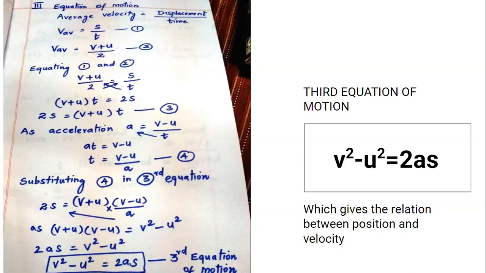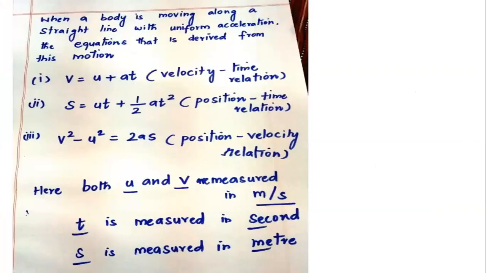Okay, right? So I'm just giving you the summation of all these three. When a body is moving along a straight line with uniform acceleration, the equations derived from this motion are: v is equal to u plus at, which gives the velocity time relation; s is equal to ut plus half at square, the position time relation; and v square minus u square is equal to 2as, which is the position velocity relation.